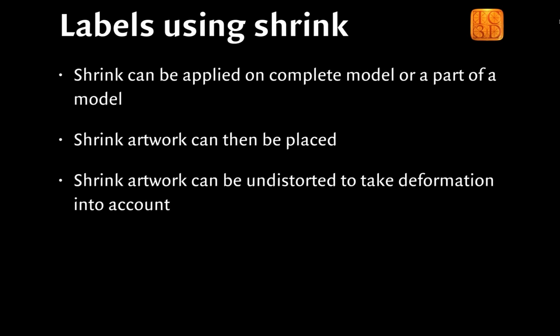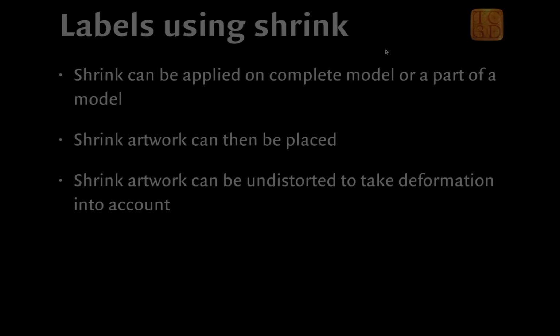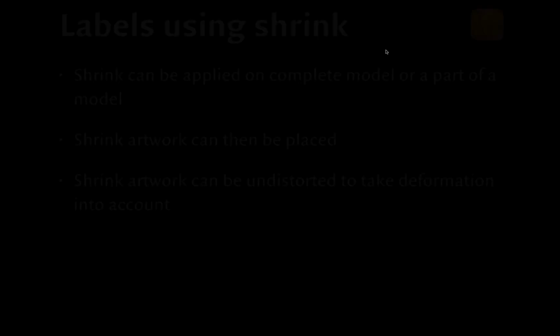But you can also, and that's something that people very often forget, add that same functionality using shrink. And the advantage of shrink is that it can be used on models where labels would be painful to apply. And then the artwork on it can also be added using Illustrator or the PDF editor and can be added simply to the shrink. And the artwork, if you use Illustrator, can then also be undistorted. And that's a very important part.